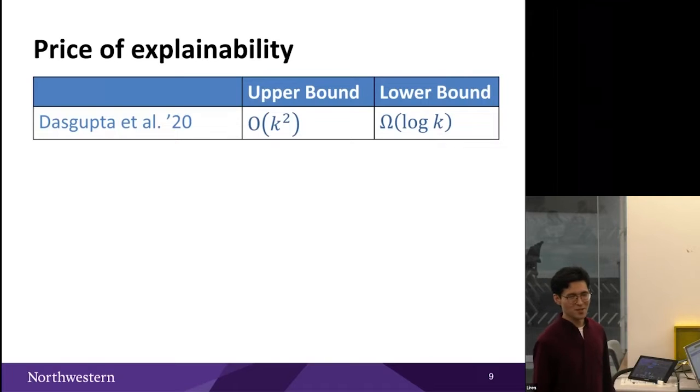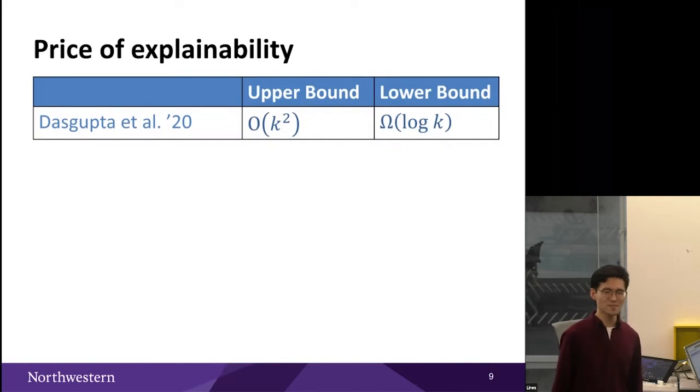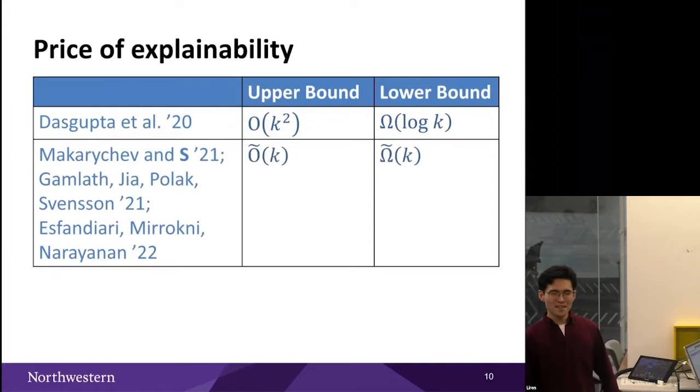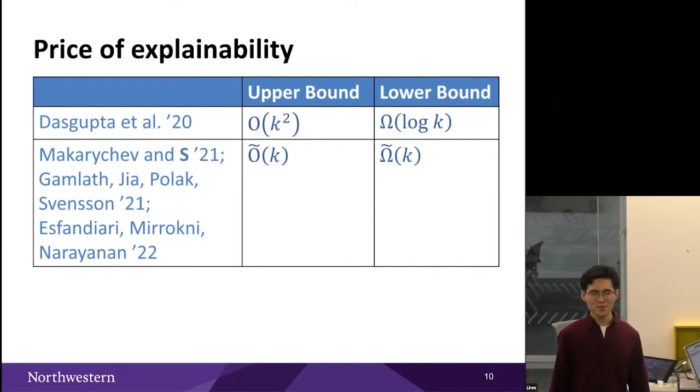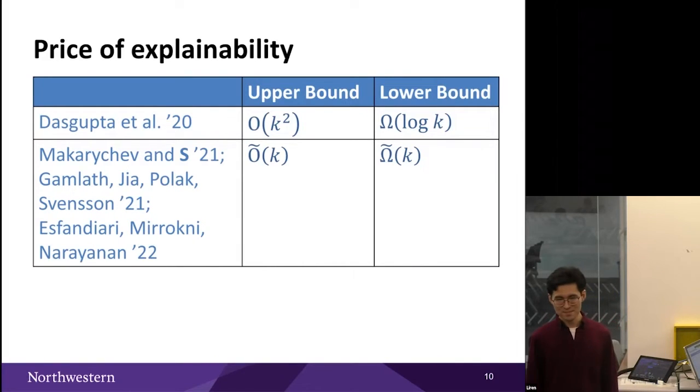Also, in their paper, they show an omega log k lower bound on this price of explainability, which is nice because here we can see this upper bound on the cost does not depend on the size of the data set n, and also does not depend on the dimension d. Later, three independent works improved both the upper bound and lower bound to order k, approximately order k. This is also good because we know this is almost optimal.